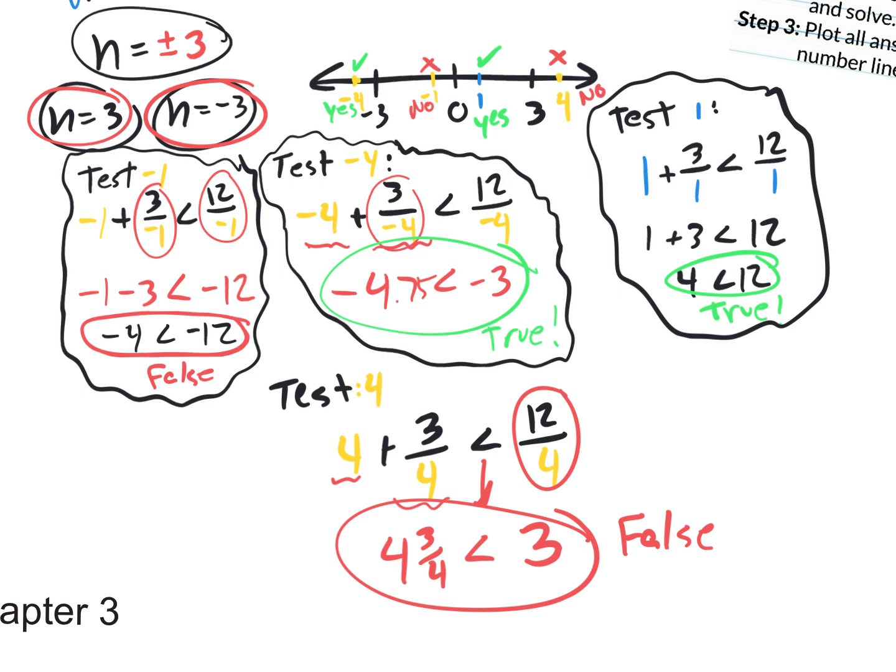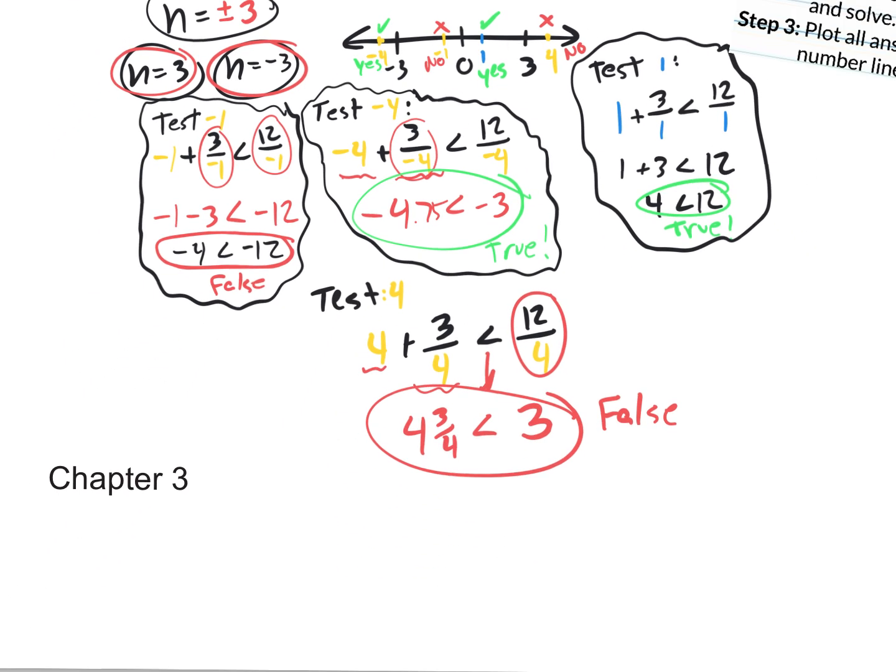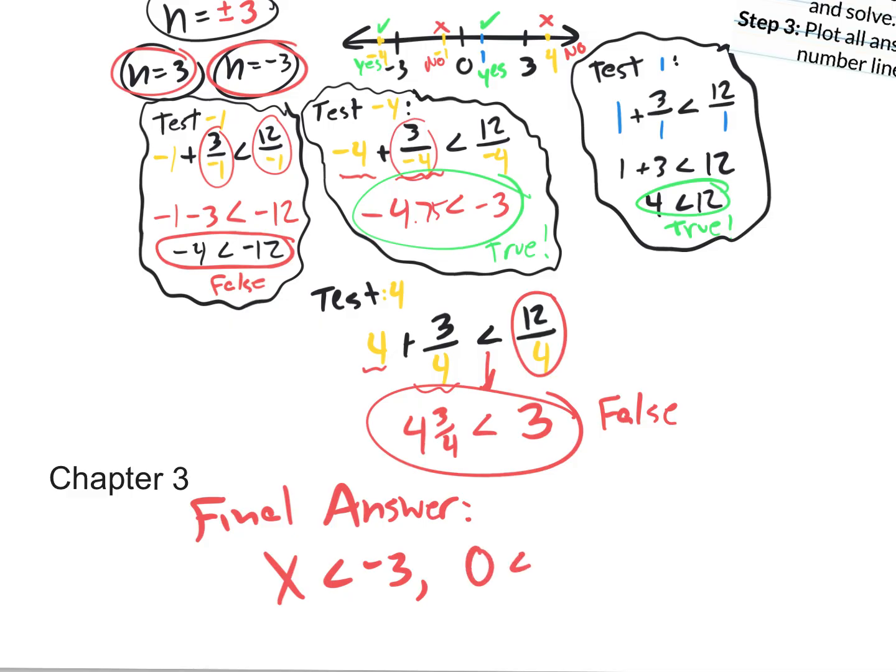So where are the areas that work? The areas that work are to the left of -3, to the left of -3, and between 0 and 3. So you have to write that as two separate inequalities. So here's our final answer. According to the testing of the areas, you would say X, it could be less than -3, comma, and then over here is a compound inequality between 0 and 3. So you can say 0 is less than X is less than 3.